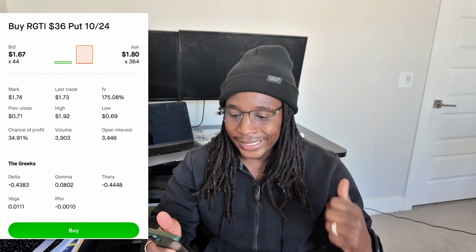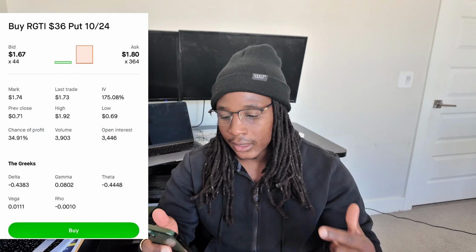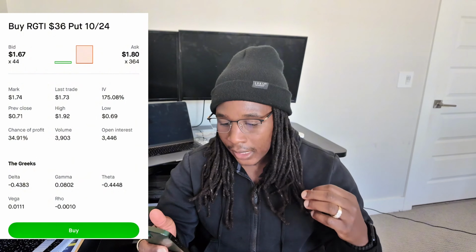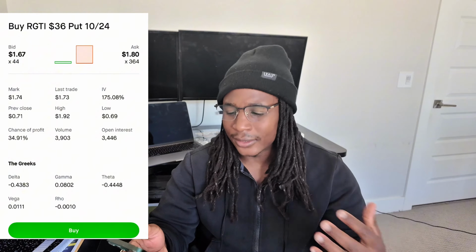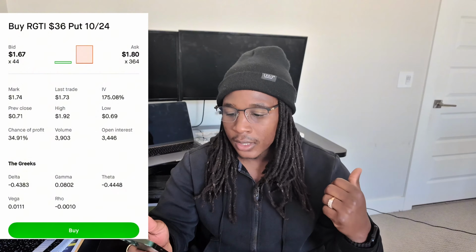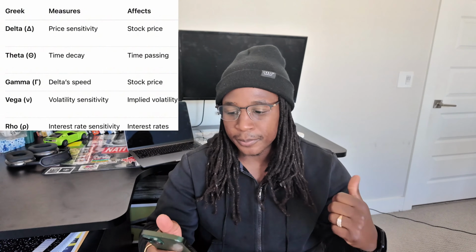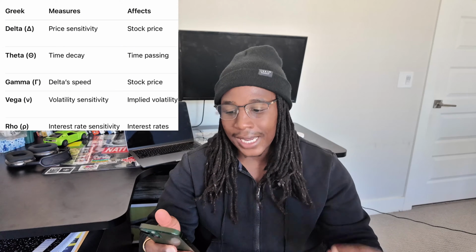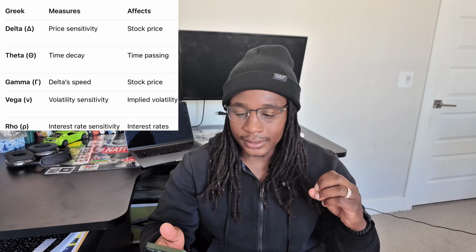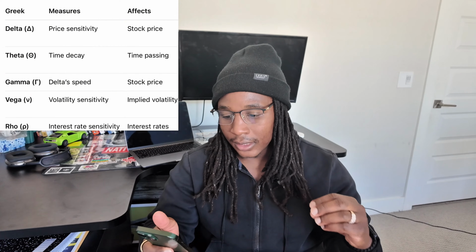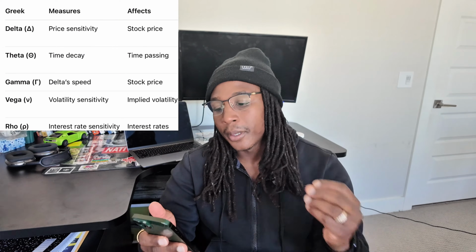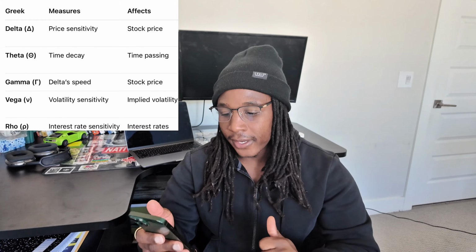You see these Greek symbols, the delta, the theta, the gamma, the vega, and the rho, right? And you're like, man, what is all this? What does all this mean, right? The delta simply means price sensitivity, the stock price, right? The theta is the time decay, right? Time passing, right? That's what it affects.